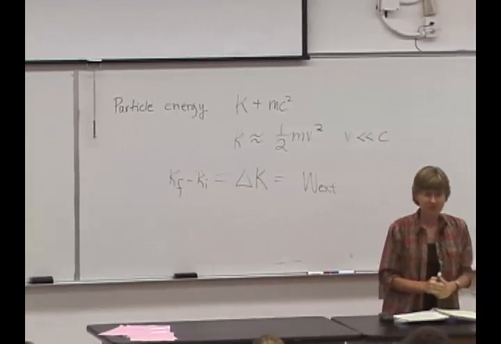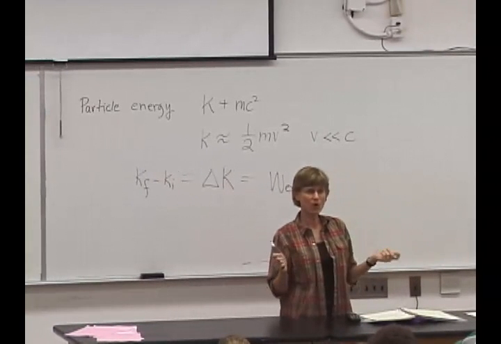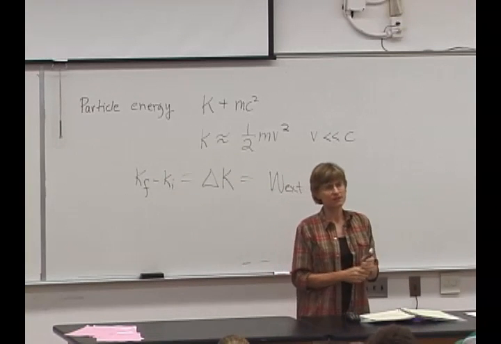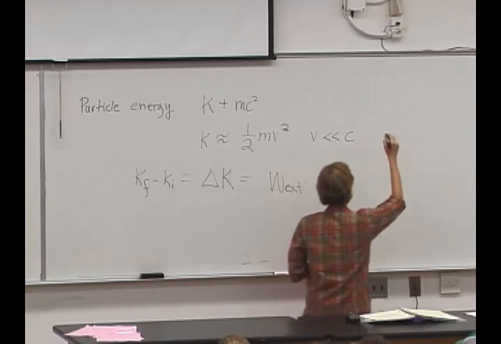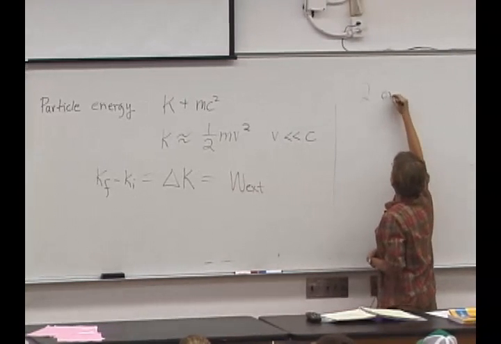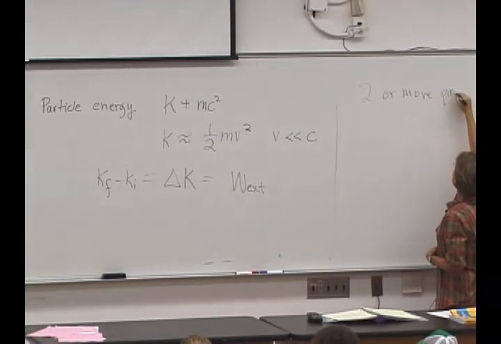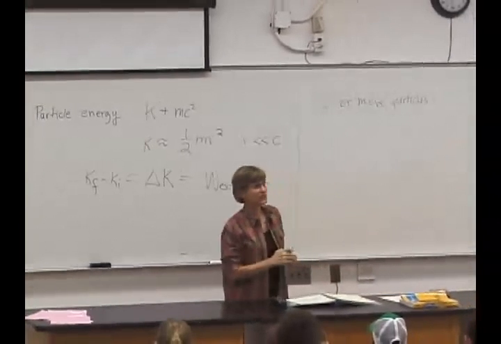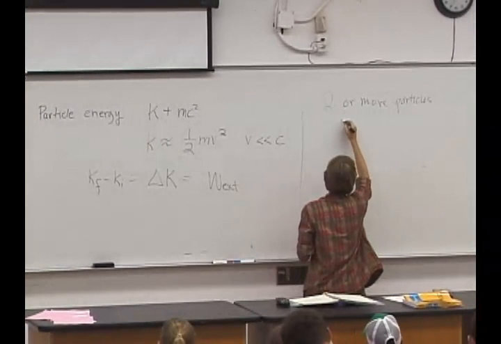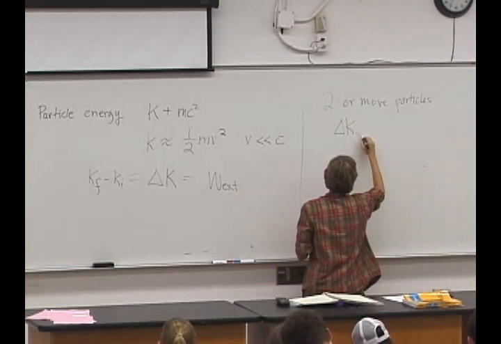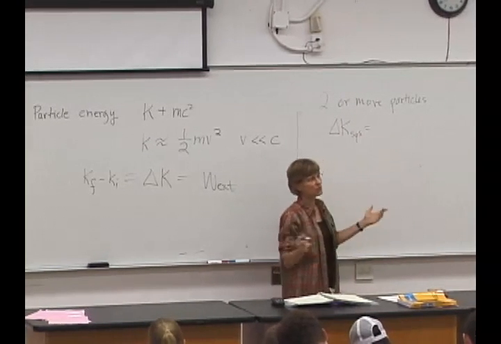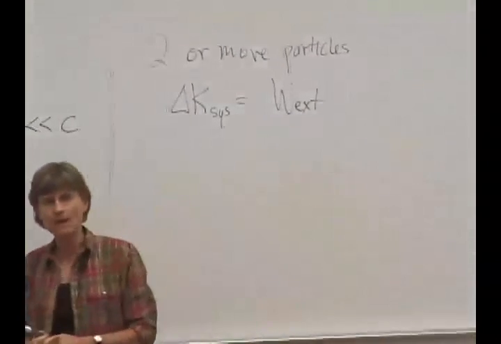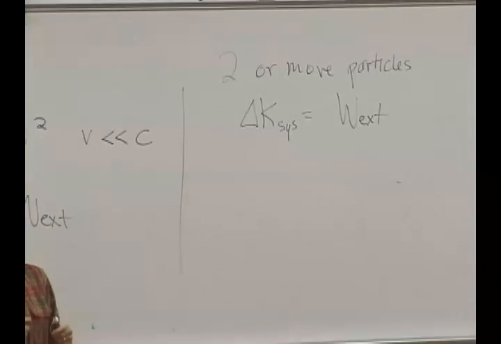Now that's sort of boring and not very interesting, but when you get to a system that has more than one particle in it, two interacting particles or more, then you can actually get some other interesting things happening. So if we have two or more particles, then the kinetic energy of the system can change for a variety of reasons. The change in kinetic energy of the system could be due to some work done by forces external to the system, but also could be due to forces internal to the system.